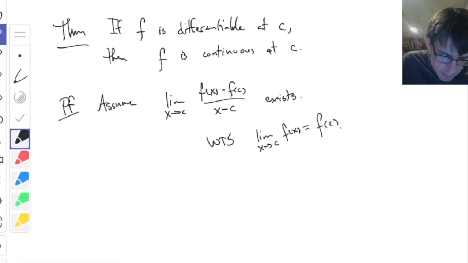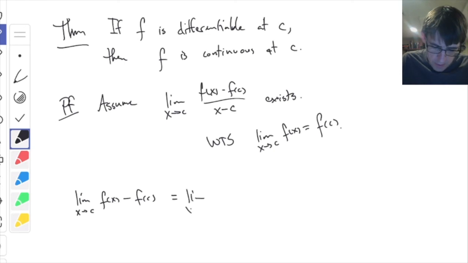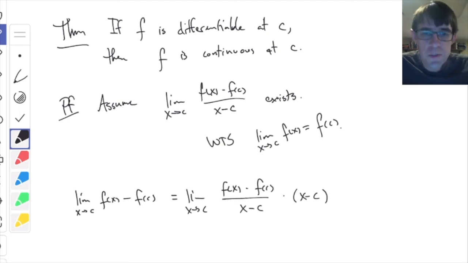So the trick is this. I'm going to begin by doing the limit as x goes to c of f(x) minus f(c), and I'm going to try to show that that is 0, because that would be the same as what I want to show. And how do we show this is 0? Here's the trick: this is equal to the limit as x goes to c of this thing over x minus c, times x minus c. So this is one of the old tricks where I divide and multiply by the same thing. Divide by x minus c, at the same time multiply by x minus c.